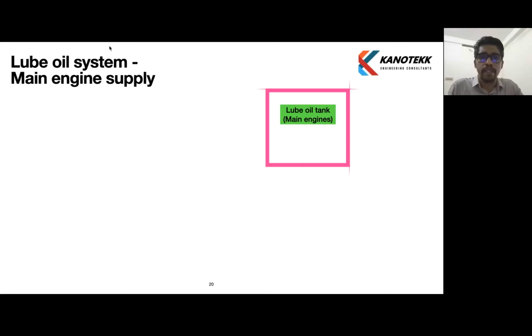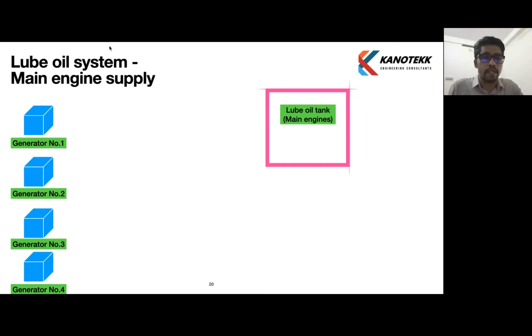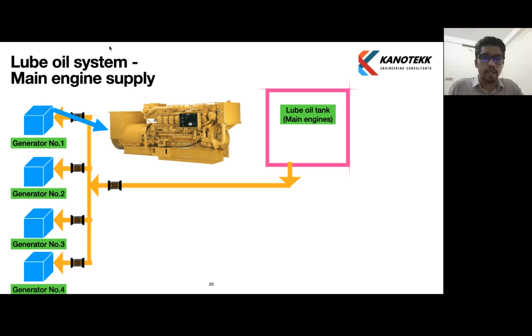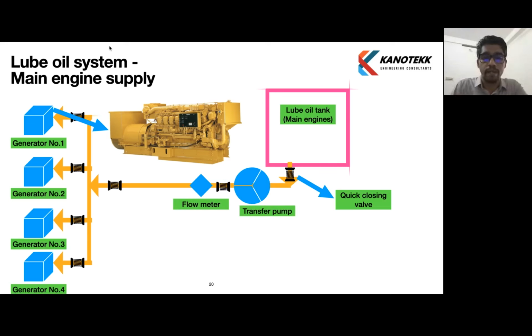Now we'll see the main engine supply. Each generator has engines, so the lube oil tanks for the main engine will supply to the generator engines. In the supply line, as stated earlier, there will be quick closing valves which can be activated from outside the machinery space. There will be the transfer pump which transfers lube oil to the generators. Also, there will be a flow meter which can measure the flow quantity during the transfer process.